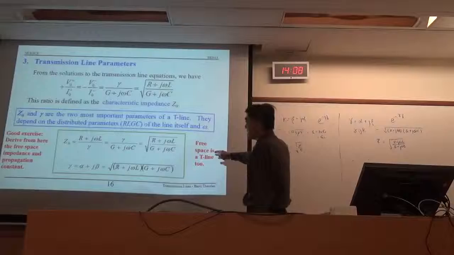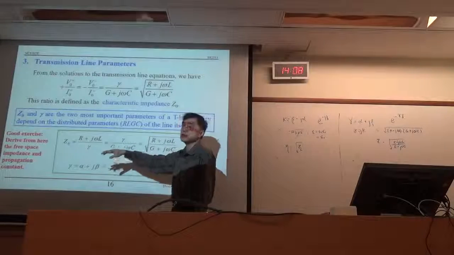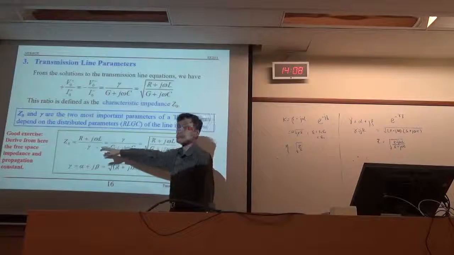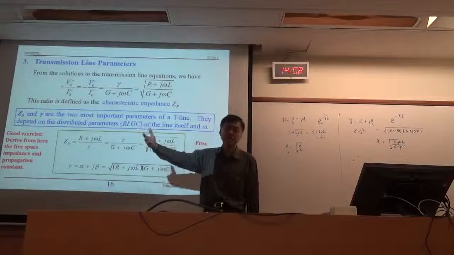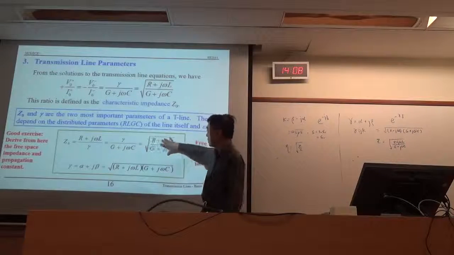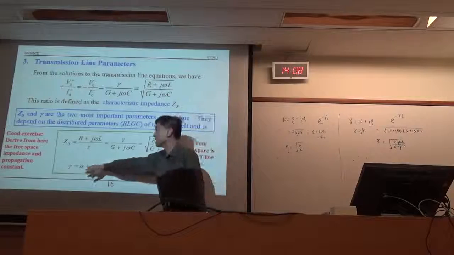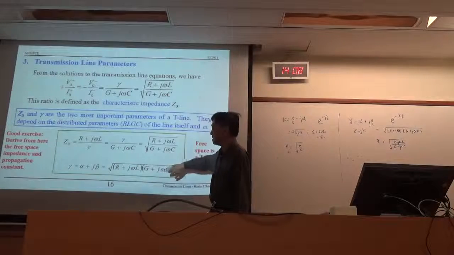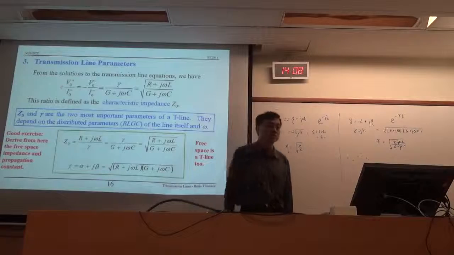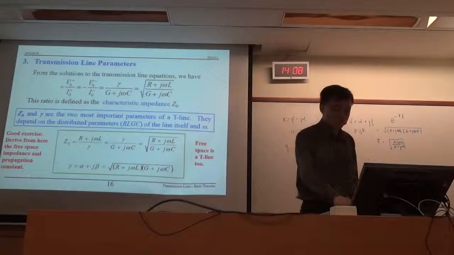So these are the equations that you need to know. Z naught, which is the characteristic impedance of the transmission line, is equal to the square root of R plus j omega L over G plus j omega C, and gamma equal to alpha plus j beta is equal to this one. These are the two equations that you will need to know.